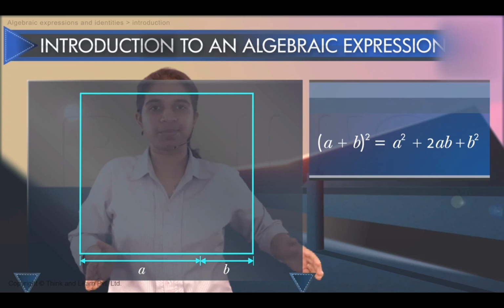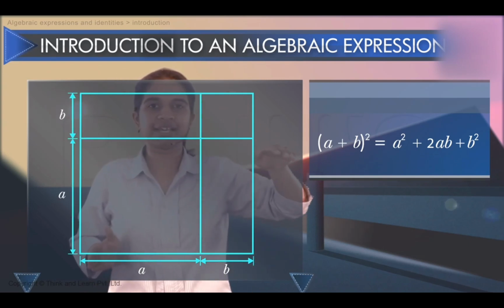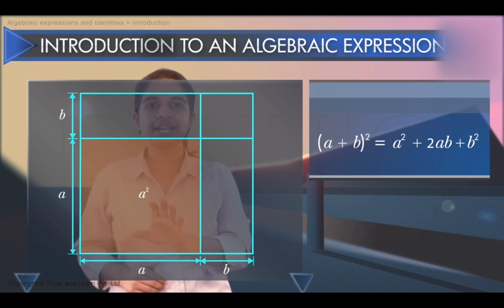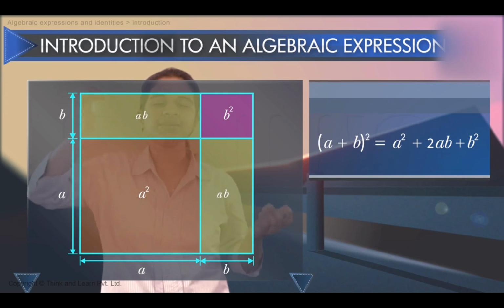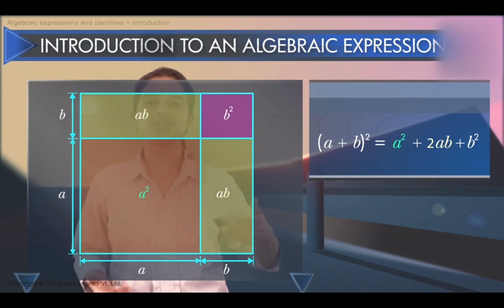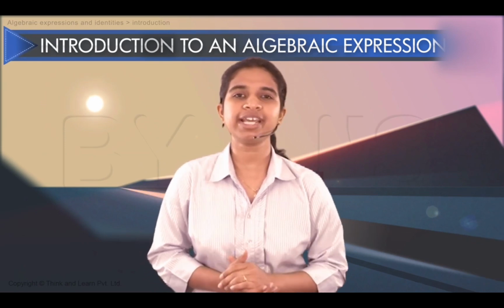So this side is a + b, this side is a + b. Now draw this line here and this line here. This region, what you get is a². This region here is b². Both of these are ab. That's how you get a² + 2ab + b². There, a very simple polynomial that you've already learned could be visualized.